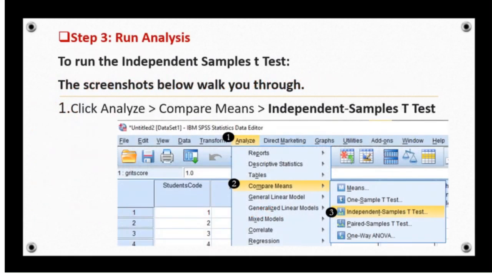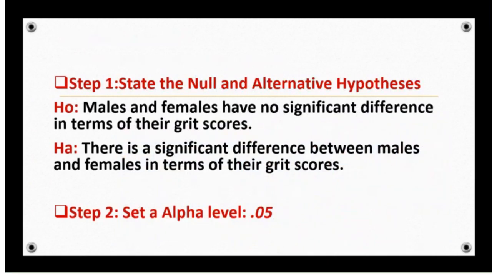Now for step one, state the null and alternative hypotheses. For the null hypothesis, males and females have no significant difference in terms of their grid scores. And for our alternative hypothesis, there is a significant difference between males and females in terms of their grid scores. For step two, we have to set an alpha level, which is 0.05.